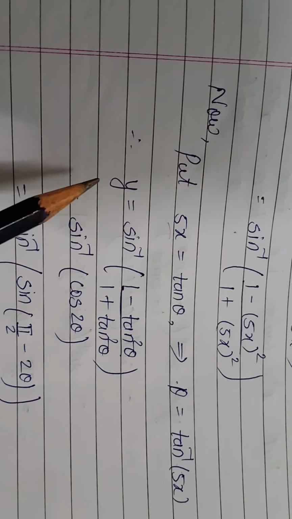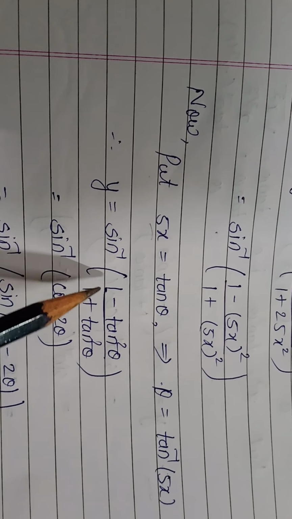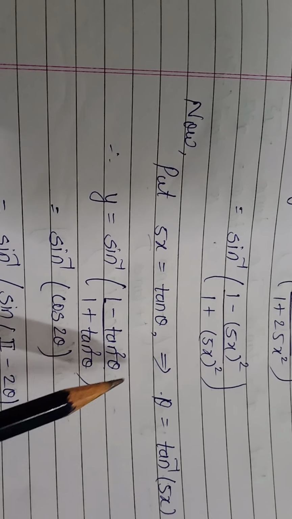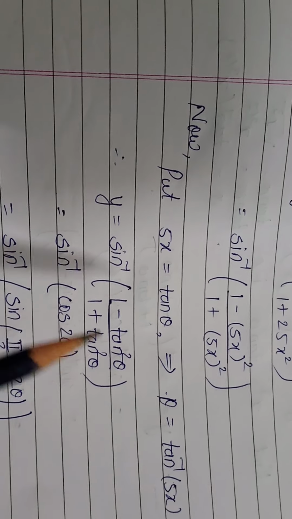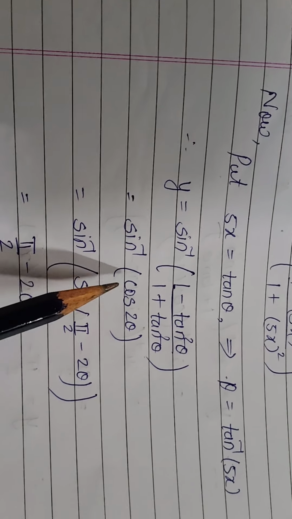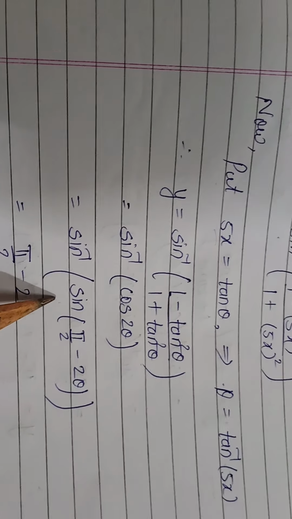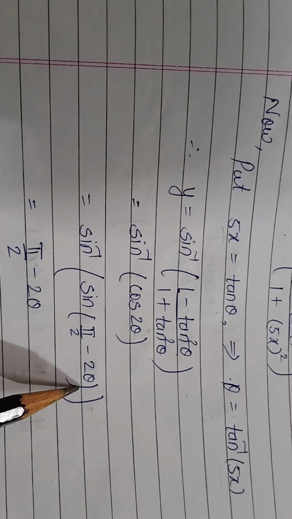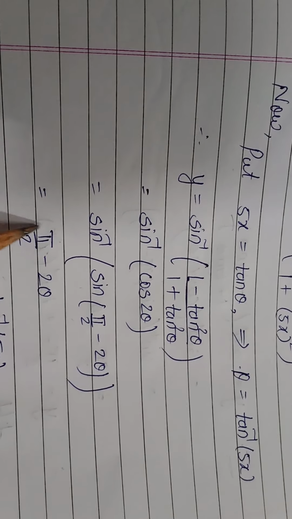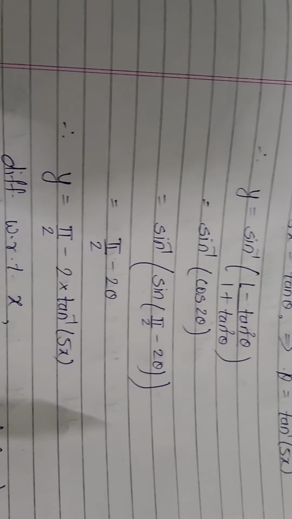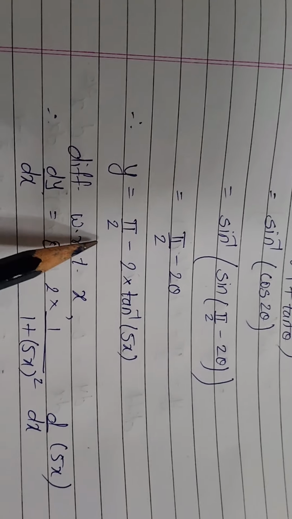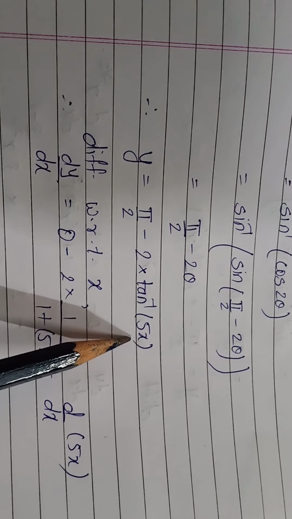So now y is equal to sine inverse of (1 minus tan square theta) upon (1 plus tan square theta), which is nothing but the formula of cos 2 theta. Now, as this is sine inverse, we want sine over here, so we'll change the angle as sine of pi by 2 minus 2 theta. Then it will get cancelled and it will come as pi by 2 minus 2 theta. Now put the value of theta in y. So y will be pi by 2 minus 2 into tan inverse of 5x.